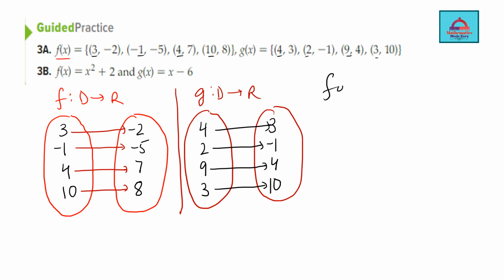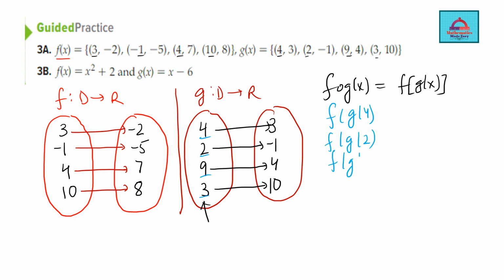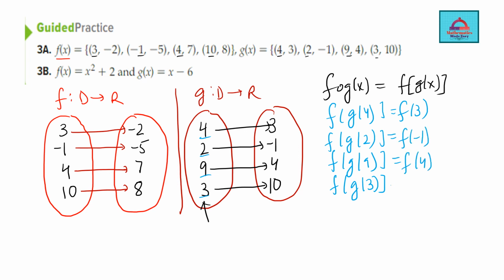Okay, now let's find f of g of x, which is found by substituting g of x inside the function f. That means we need to go to g and look at the domain. So we will calculate at the points 4, 2, 9 and 3: f of g of 4, f of g of 2, f of g of 9 and f of g of 3. So where is g of 4 going? It is going to 3. So f of 3, then 2 is going to -1, going to 4, going to 10.